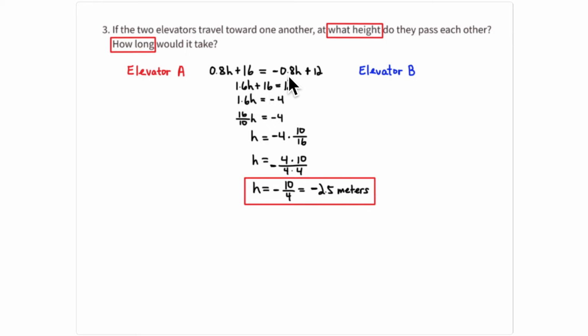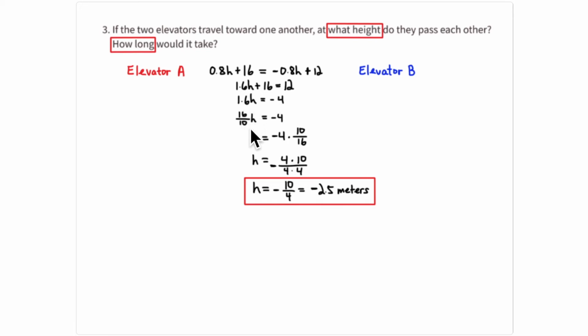I'm going to add a positive 8/10 h to both sides. This is going to make this 1 6/10 times the height plus 16 equals 12. These are the seconds here. And so now you add a negative 16 to get rid of that 16. So this becomes negative 4. And so this is 16/10.